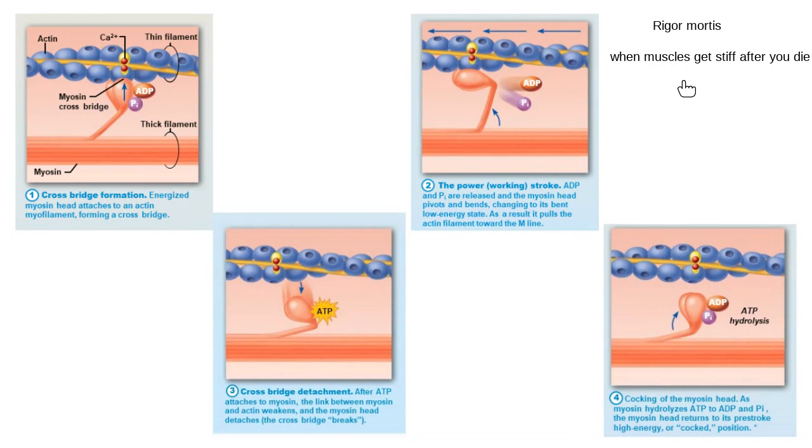To figure out the time of death, rigor mortis and body temperature are the things they always talk about. So let's talk about rigor mortis. Rigor mortis, the reason your muscles get stiff after you die, has to do with the cross-bridge cycle.